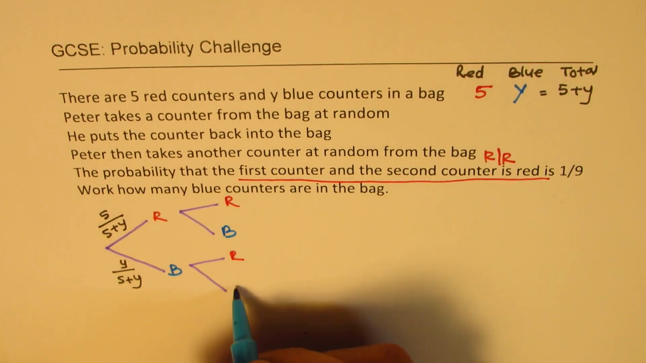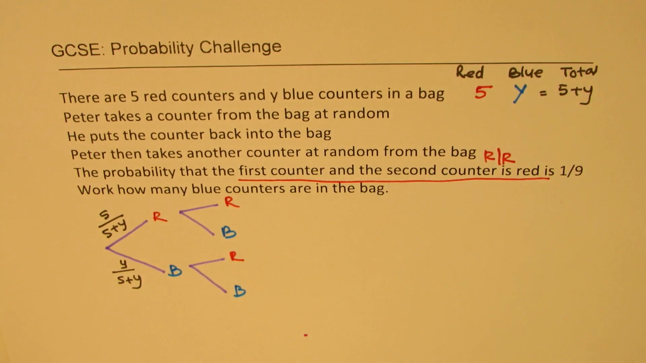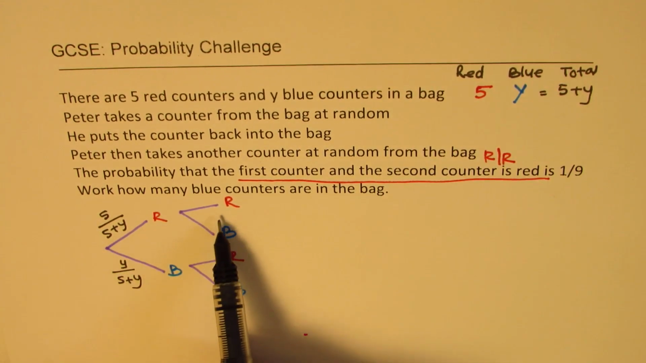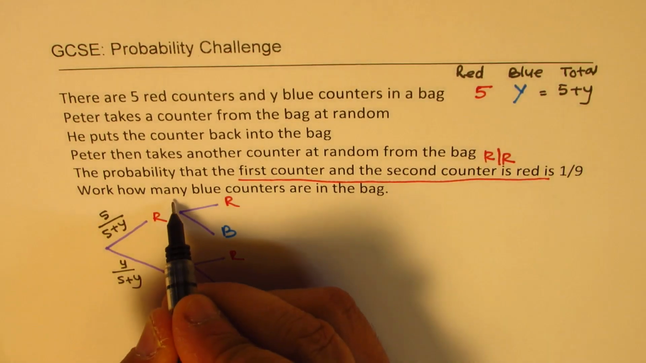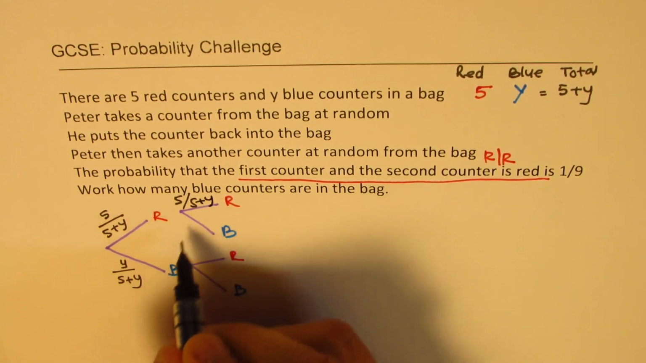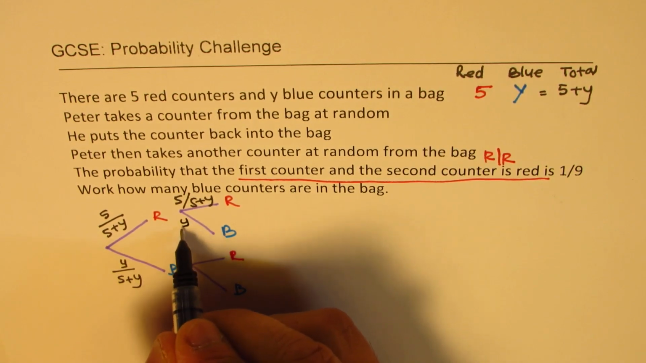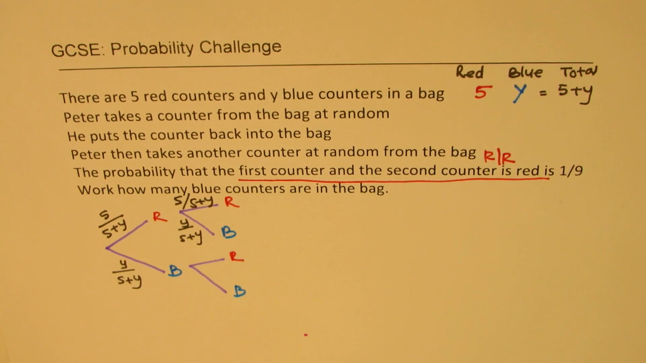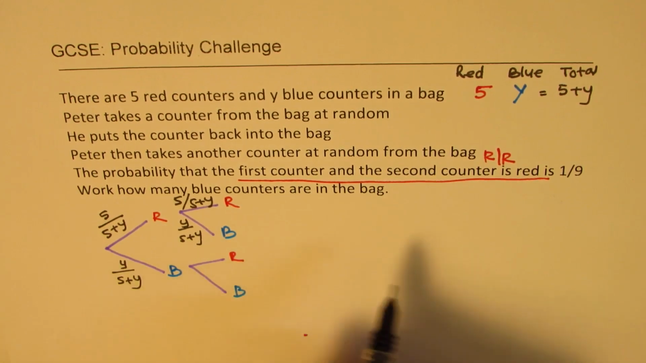So it is red or blue. The probability this time will be how much? Do you see? It remains the same because there's the same number of counters. So this is again 5 over 5 plus y, and this is y over 5 plus y. So what you see here is that nothing changes. So they are independent events.